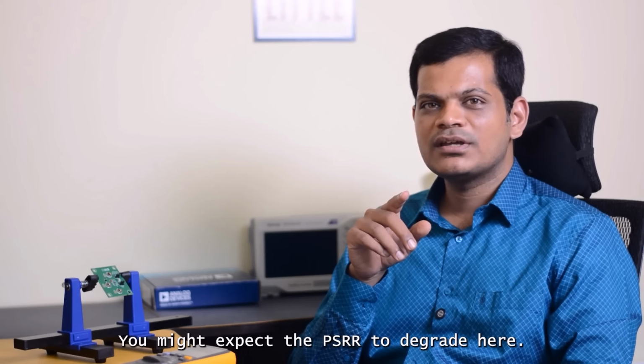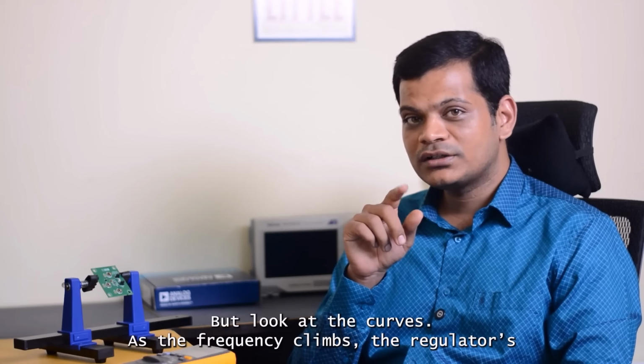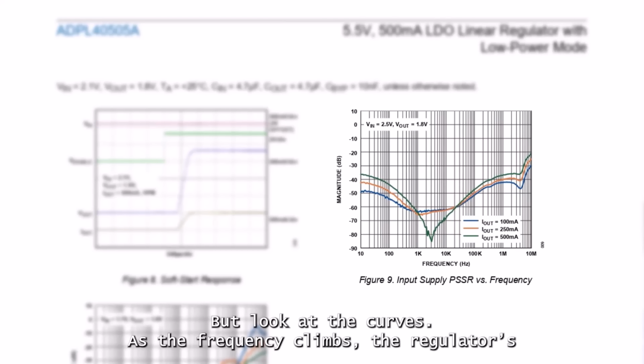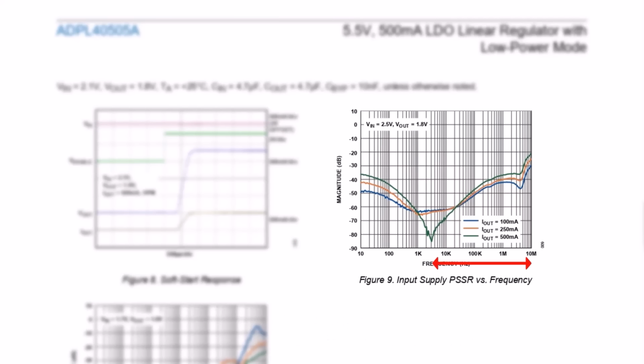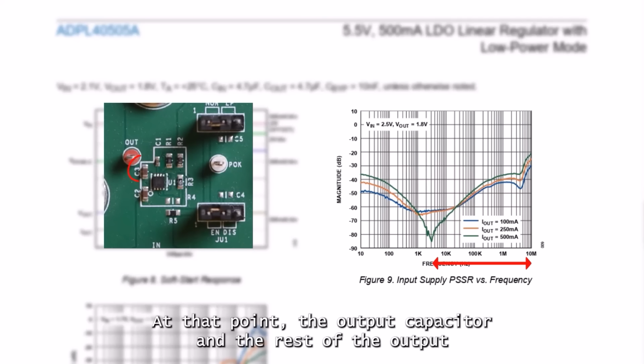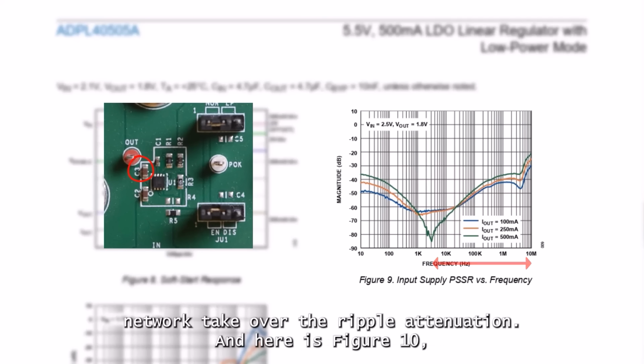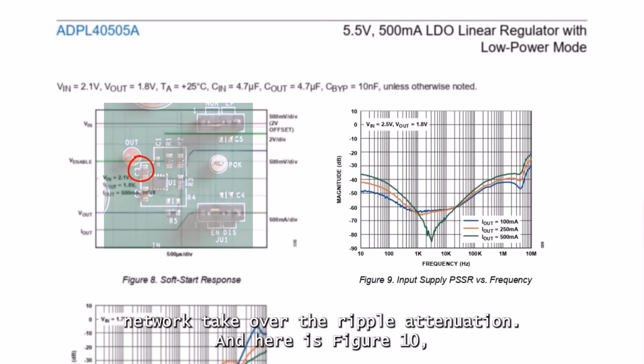You might expect the PSRR to degrade here, but look at the curves. As the frequency climbs, the regulator's loop gain falls and the PSRR starts to degrade. At that point, the output capacitor and the rest of the output network take over the ripple attenuation.